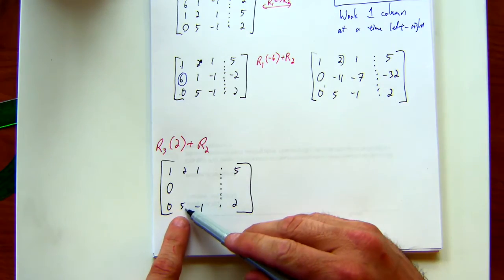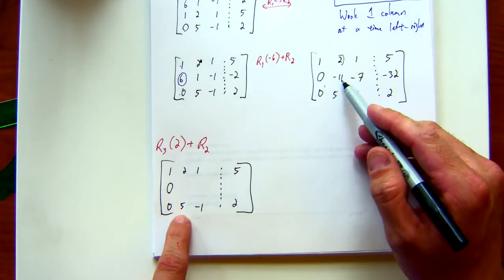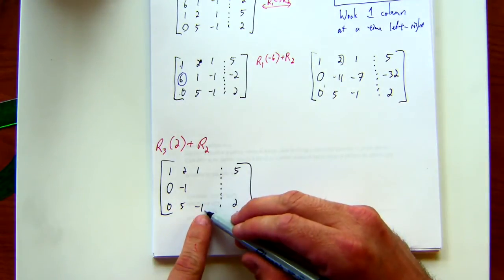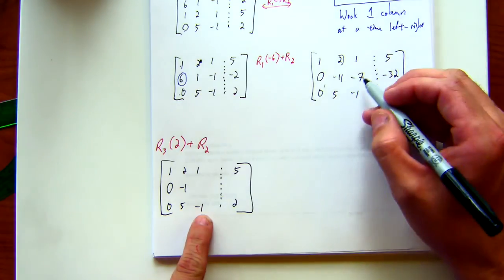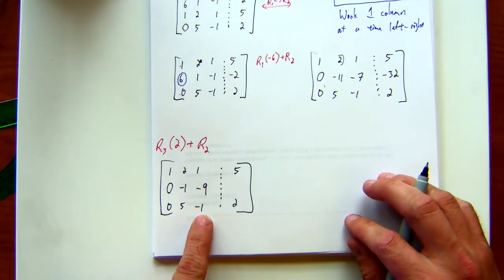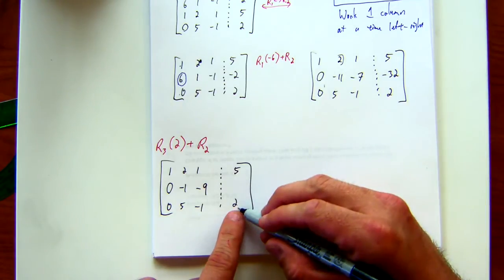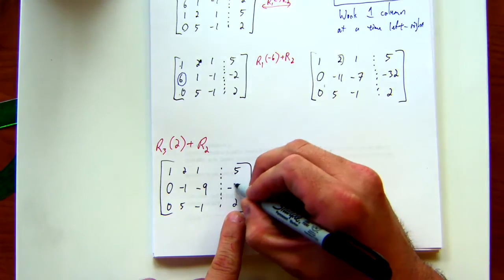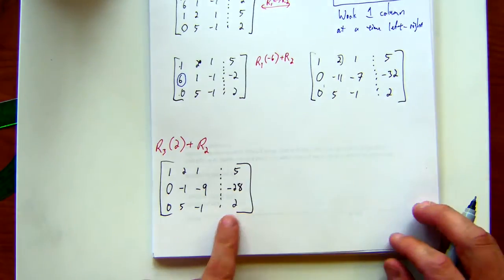Where was that? 2 times 5 is 10, plus a negative 11 is a negative 1. 2 times a negative 2, negative 1 is a negative 2, plus a negative 7 is a negative 9. 2 times 2 is 4, plus a negative 32 is a negative 28.